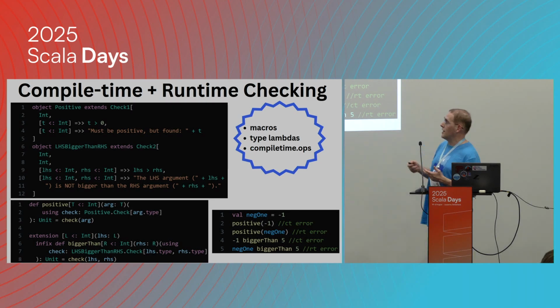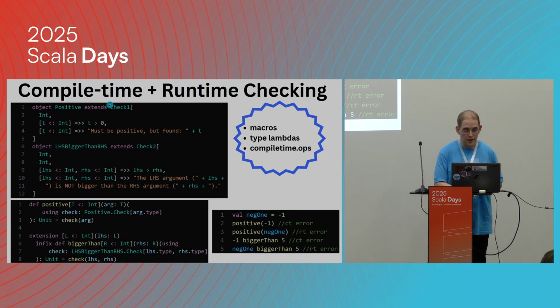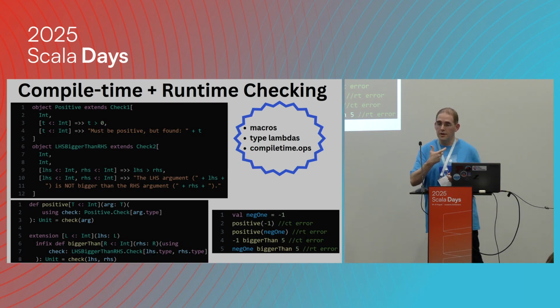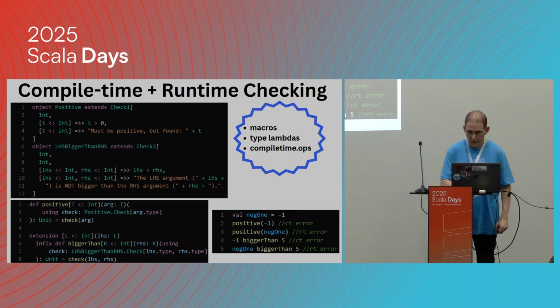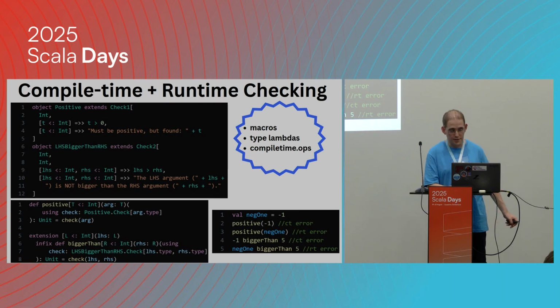Internally in DFHDL, I have this checked function, which enables you to define, using type lambdas, the condition and the error. You can compose the errors using the singleton ops of Scala and the type lambdas, and you can have this positive that defines the condition T bigger than 0, and then composes the full string. That string appears as an error message at compile time, and if the value is not known at compile time, as an exception with that same error message at runtime. So this is one thing that you can do only in Scala 3.